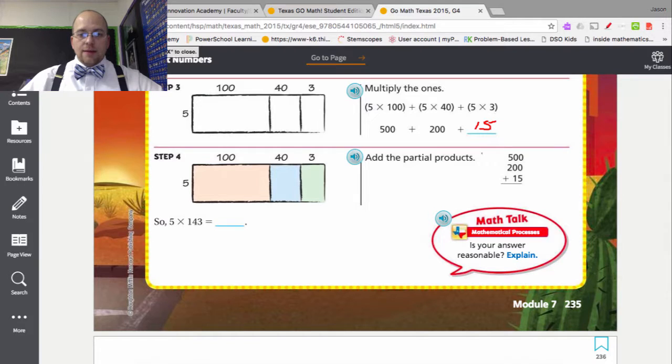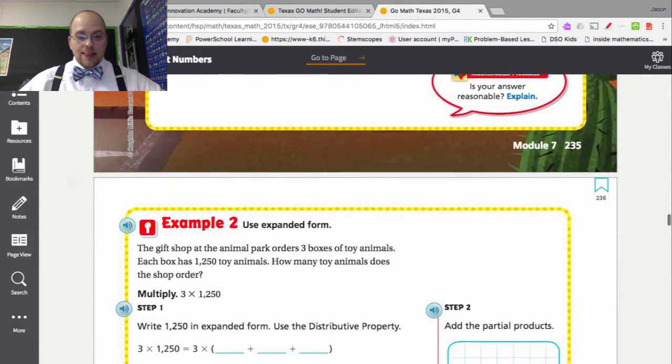Now, what do I come up with? I come up with partial products. That means I've got a product here that's part of the answer, a product here that's part of the answer, and a third product here that's part of the answer. And I can just add all those together, and that will give me 715. So 5 times 143 is 715. Not very hard and not very different than what we have already been doing.